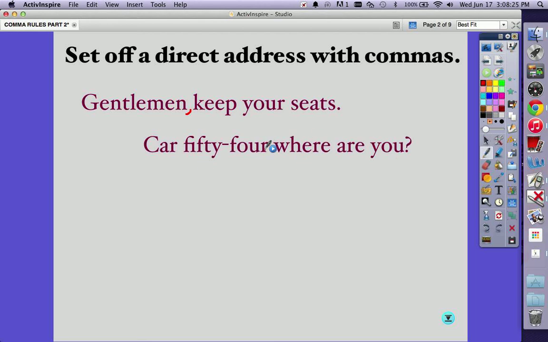Another example, "Car 54, where are you?" We're talking directly to Car 54, so we're going to separate that with a comma. A final example, "Not now, Eleanor, I'm busy." Okay, so we're talking directly to Eleanor. We need to set off the opening remarks to her and what we say after her name with a comma on either side.